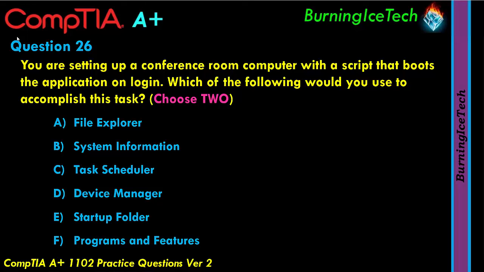Is it B? System information. That is something you would access to see your build and all that. That will be MS Info 32, for example. It's just to see information, not to make something happen.